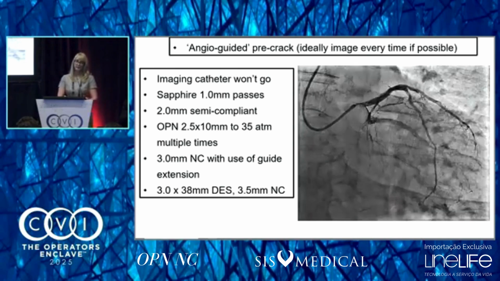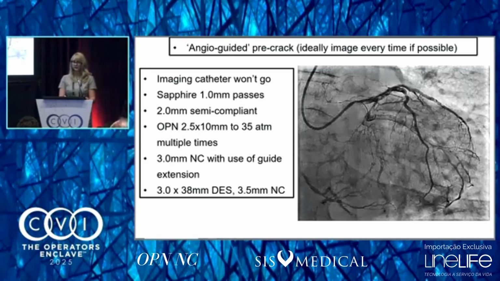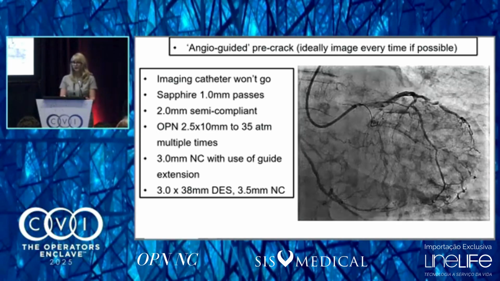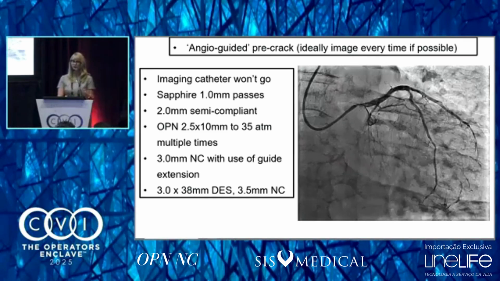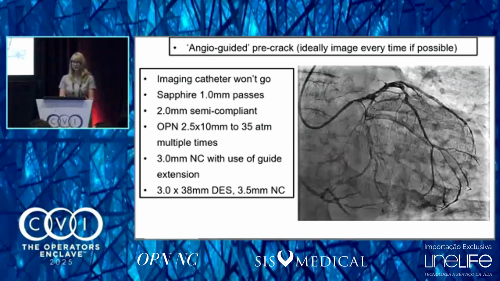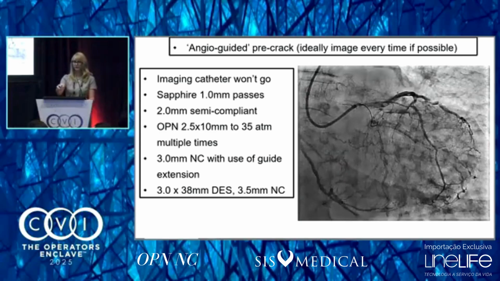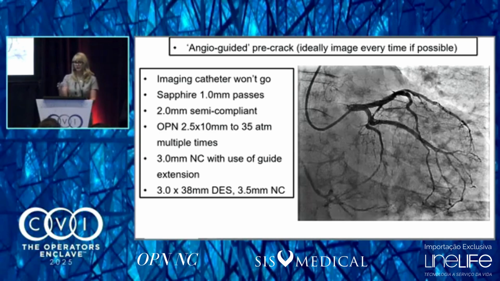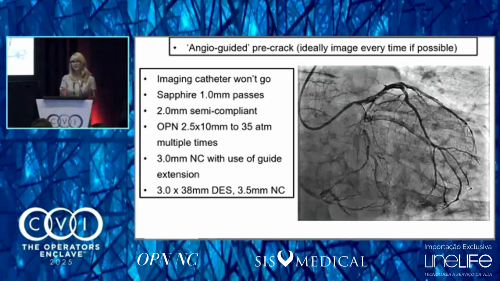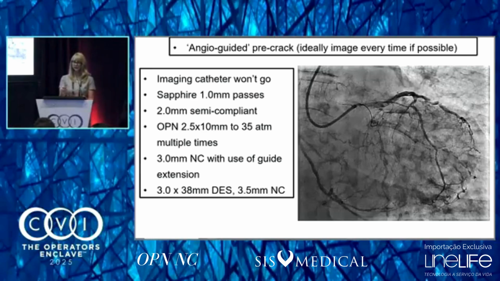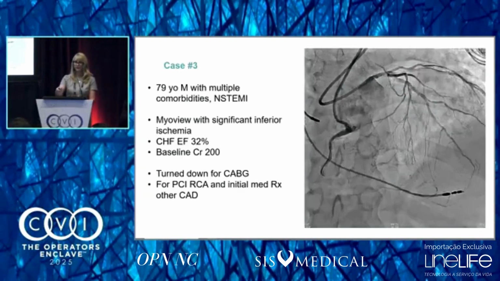Then I took a 2.5 OPN down. I inflated it to 35 atmospheres multiple times throughout the lesion, was subsequently able to get larger NCs down, and with use of a buried guide extension was able to deliver a drug-eluting stent with a reasonable final result. So again, I would encourage you to use imaging obviously for all of these cases, but even when you can't, if you downsize the balloon appropriately, you can proceed pretty safely with your intervention.